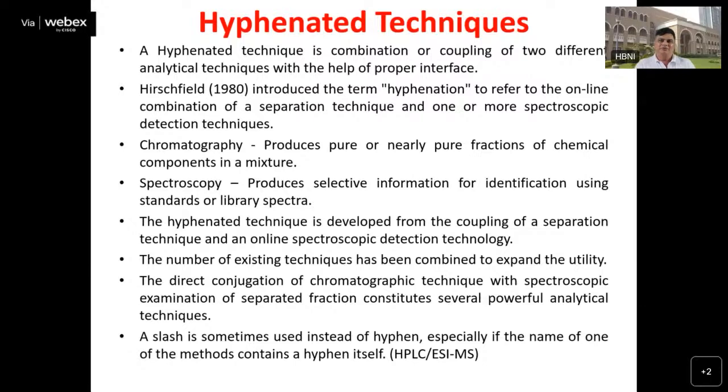A number of existing techniques have been combined to expand the utility, and the direct conjugation of a chromatography technique with a spectroscopic examination of a separated fraction constitutes several powerful analytical techniques. Generally, whenever we are discussing these hyphenated techniques, there will be either a slash or a hyphen. For example, here it is shown as HPLC, electrospray ionization, mass spectrometry. If there is HPLC and ESI, there is a slash, but it can be a hyphen also. That's how we denote various kinds of hyphenated techniques.